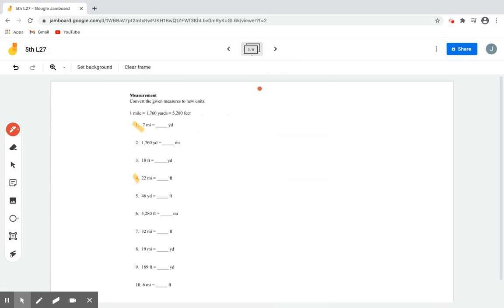And the next one is measurement. So we're going to convert the given measures to new units. This is given, so we should remember this. 1 mile is equal to 1,760 yards, and it is also equal to 5,280 feet. So we have miles here, and then we need to convert it to yards. So 1 mile is equal to 1,760 yards, and then we have 7 miles here. That means we need to multiply this by 7 so we can get the answer.